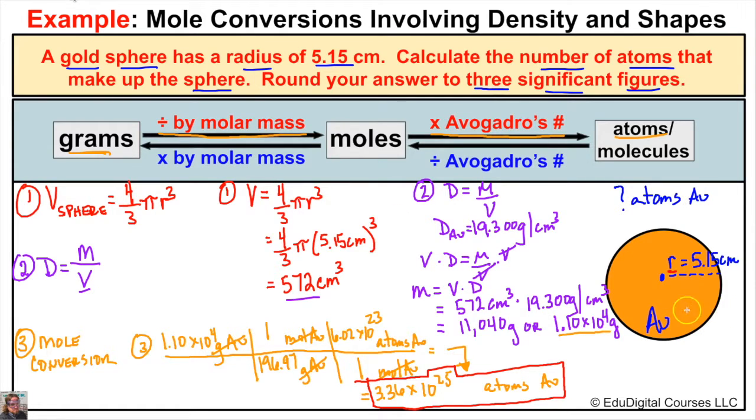So if we have a gold sphere here and its radius is 5.15 centimeters, how many atoms does this gold sphere represent? 3.36 times 10 to the 25th atoms. So that's how we're going to do that.